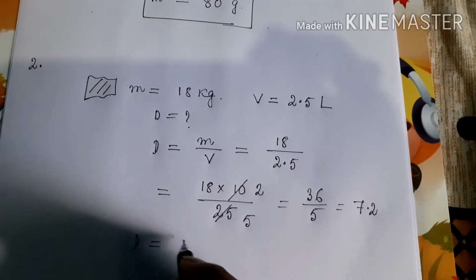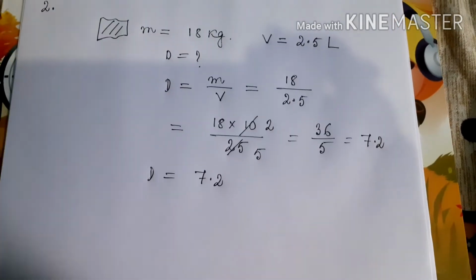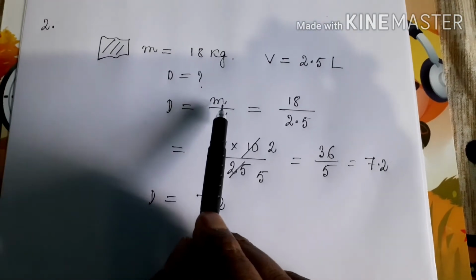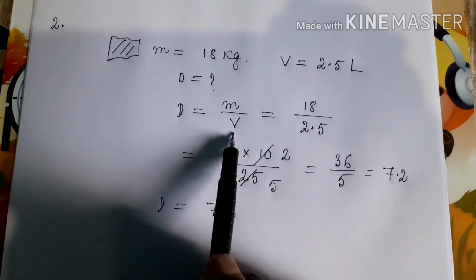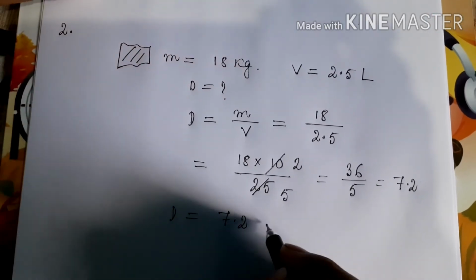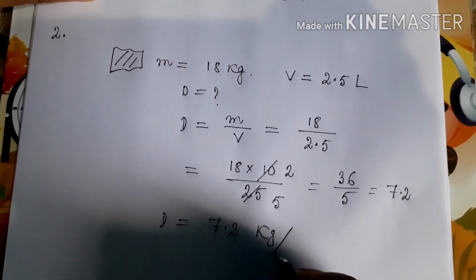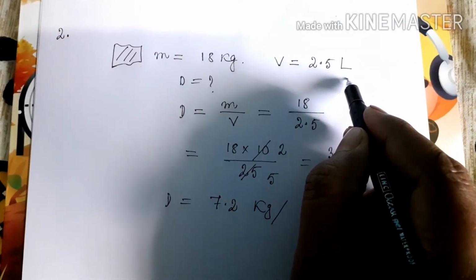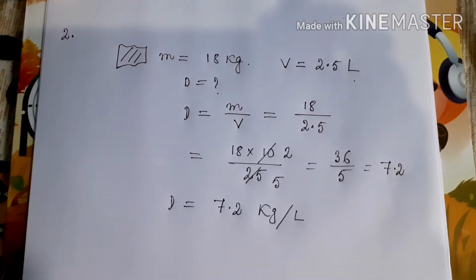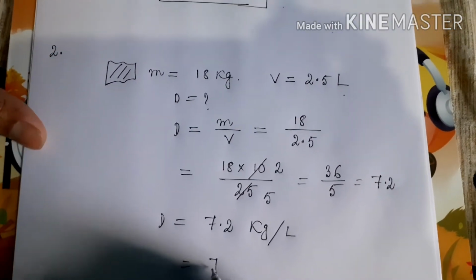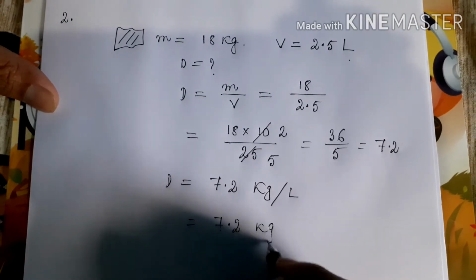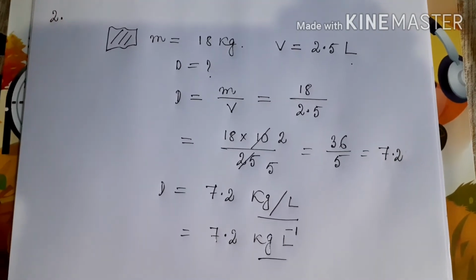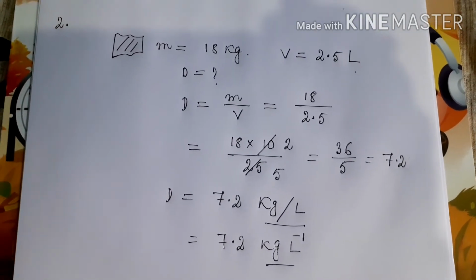So definitely you are getting density is 7.2 here. What will be the unit of that one? The density unit is always the unit of mass divided by the unit of volume. Mass unit is given kilogram, so first you write down kilogram. Then per means divided by. Volume is given in liter. So kilogram per liter, you can write down that one, or same thing, that means 7.2 kg L to the power minus 1. That means this one and this one are same. Okay, inverse. So that is the second numerical.